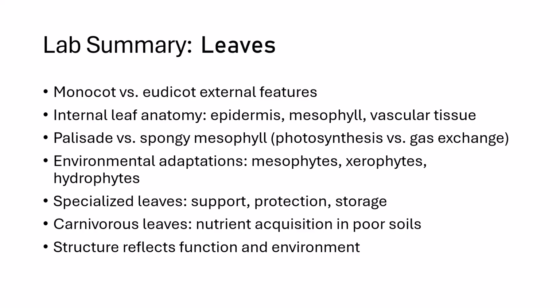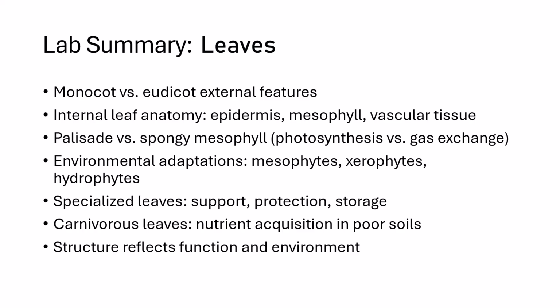You compared monocot and eudicot leaves, identifying differences in venation, shape, and attachment. You then studied internal anatomy, locating the epidermis, cuticle, mesophyll, and vascular tissues, and connecting palisade mesophyll with photosynthesis and spongy mesophyll with gas exchange.